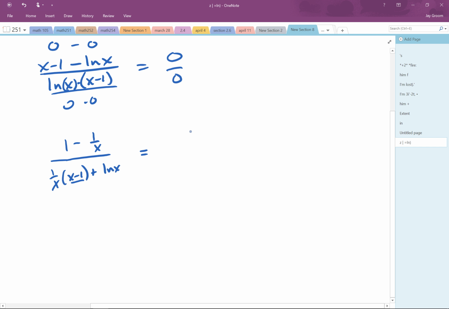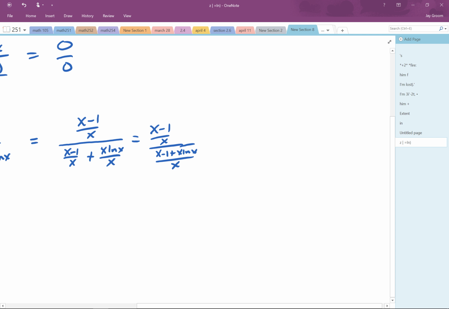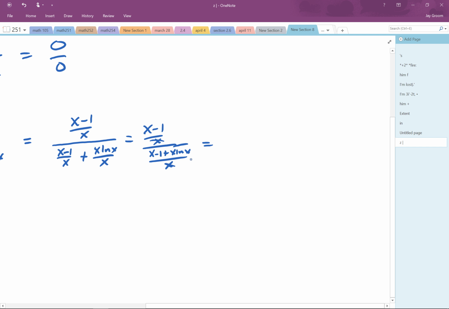So, on top, if we get a common denominator, it's going to be x minus 1 over x, yes? And on the bottom, right now we already have x minus 1 over x here, plus, now I need to have x ln of x over x, yes? Which is x minus 1 over x minus 1 plus x ln x over x. And so if you invert and multiply, the x's cancel out and you end up with x minus 1 over x minus 1 plus x ln of x. Now if you evaluate that at 1, you end up with 0 over 0 again. But you're like, how did that help me? Well, it helped. It really did, I promise.